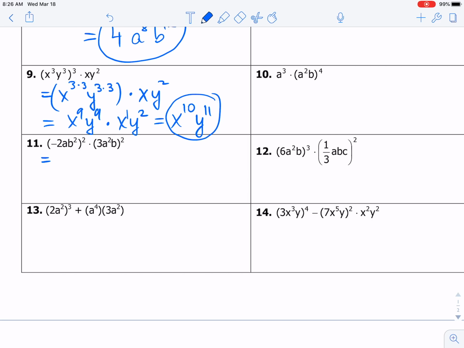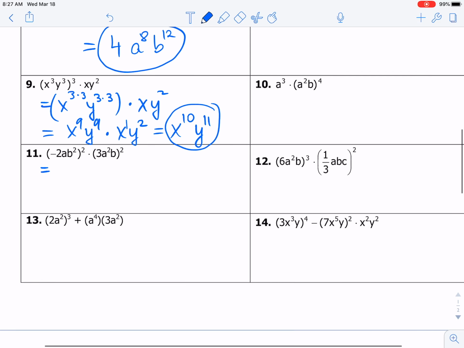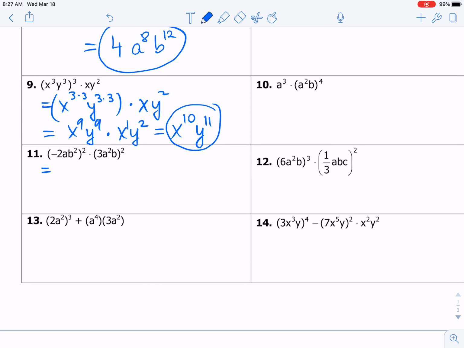Let's see, what is that? So I have two monomials multiplied, but each one of them is raised to a power. So I have -2ab squared, quantity raised to the second power, multiplied with 3a squared b, all quantity raised to the second power. So I have to simplify first using the powers of monomials, and then I have to use the product rule and multiply the monomials. So let's take a look.